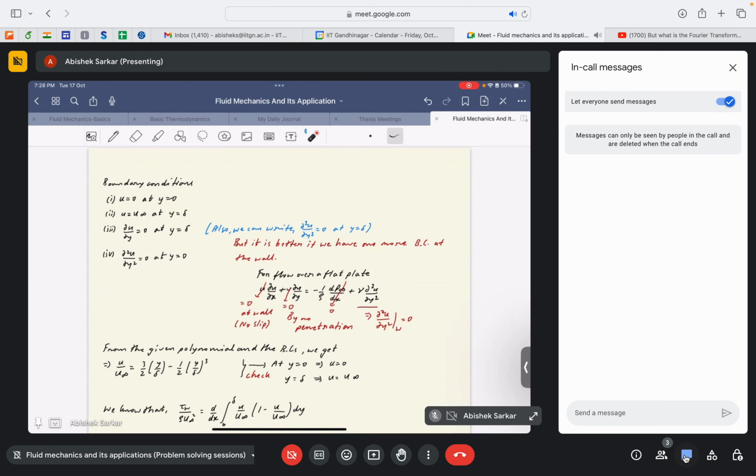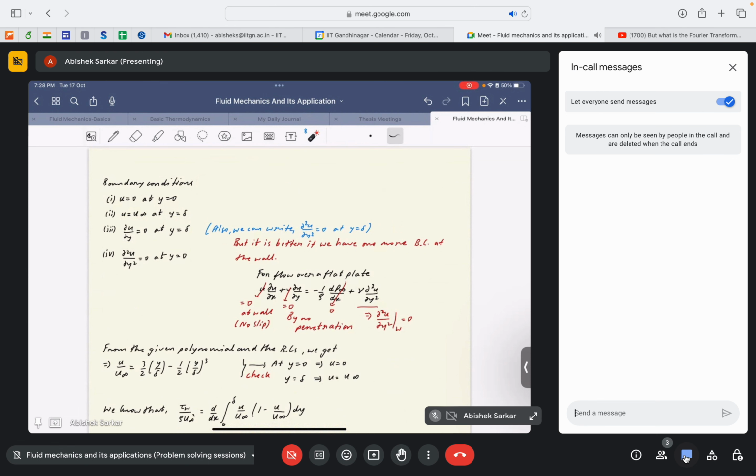Again, at y equal to delta, that is at the boundary layer thickness, u would be equal to u infinity. As I already told, instead of considering it as 0.99 of u infinity, we consider it to be u infinity, just for simplification. Again, dou u by dou y at y equal to delta is 0, because the variation of the velocity at the boundary layer thickness is very small compared to the wall.